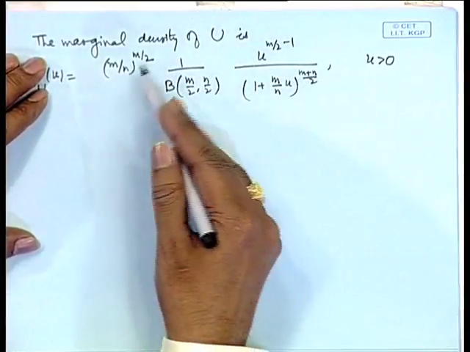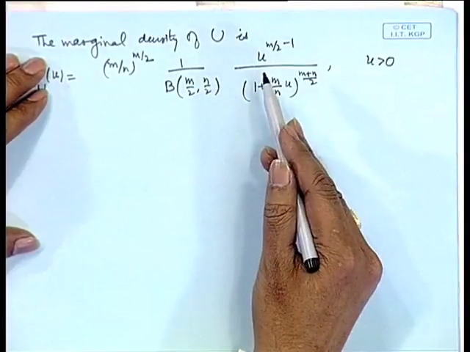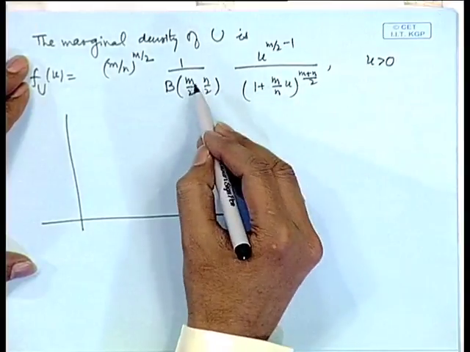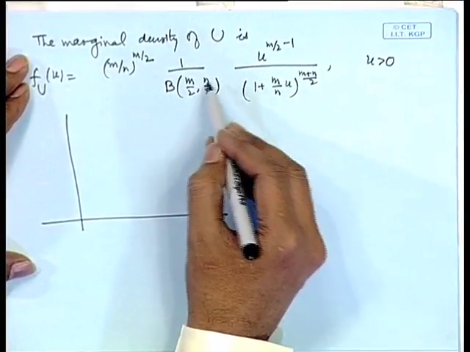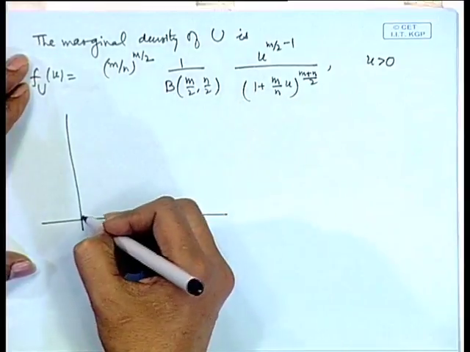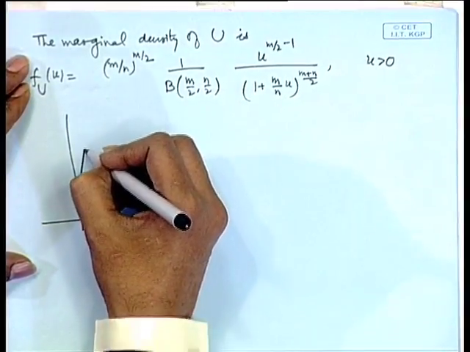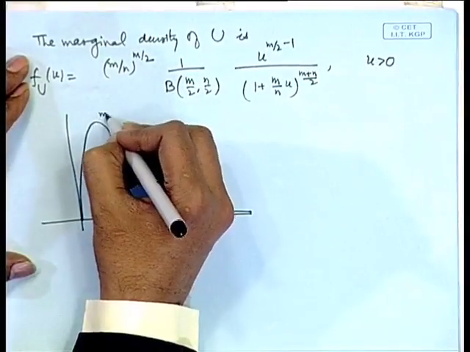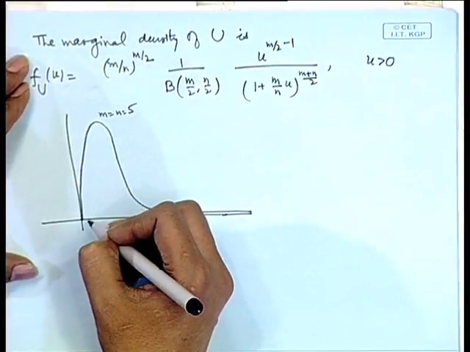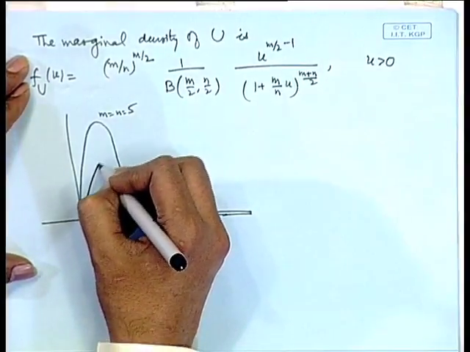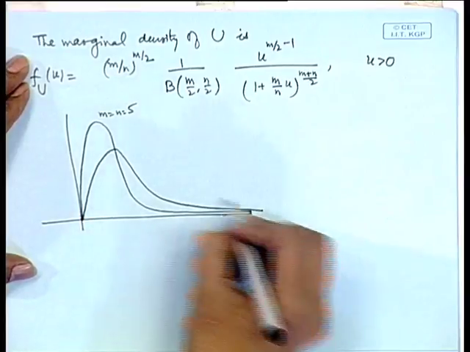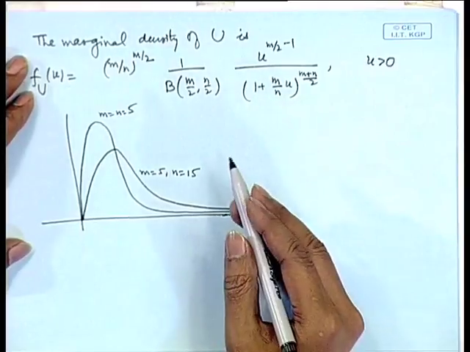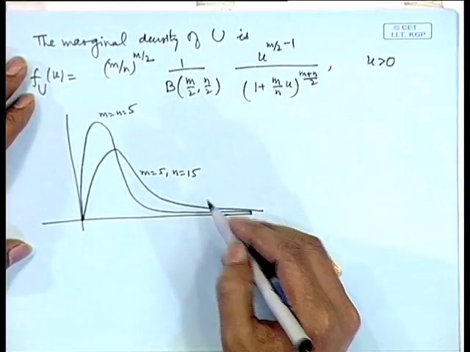Obviously, this is a distribution of a positive valued random variable and it is positively skewed. However, the shape will vary depending upon the values of m and n. I can give one example here. If I consider m and n equal to 5, then the form of the density is somewhat like this. If I consider m equal to 5 and n equal to 15, then the form is something like this. Likewise, for different values of m and n, you get different shapes of the curves.